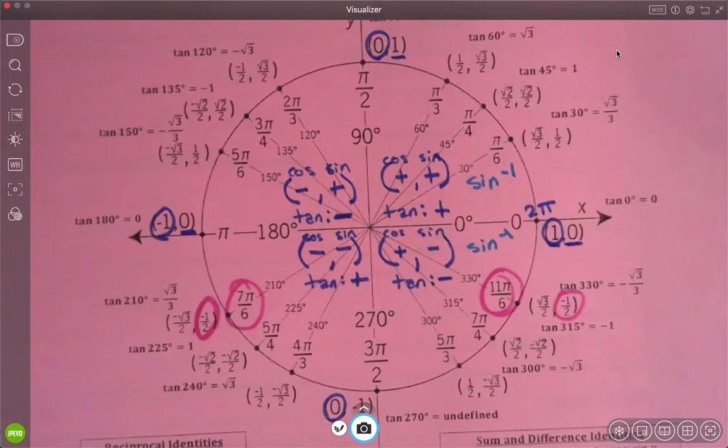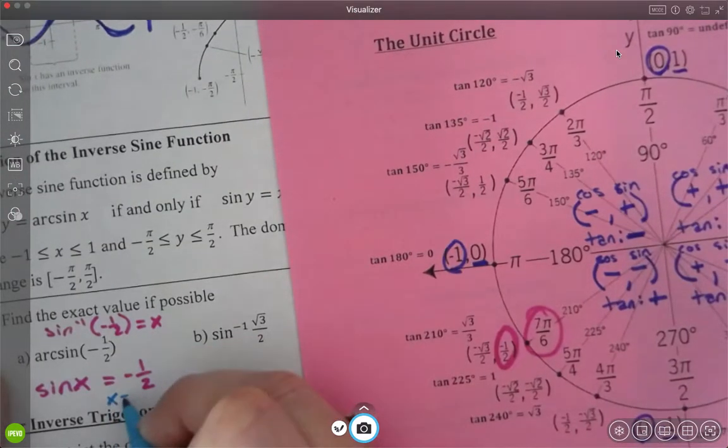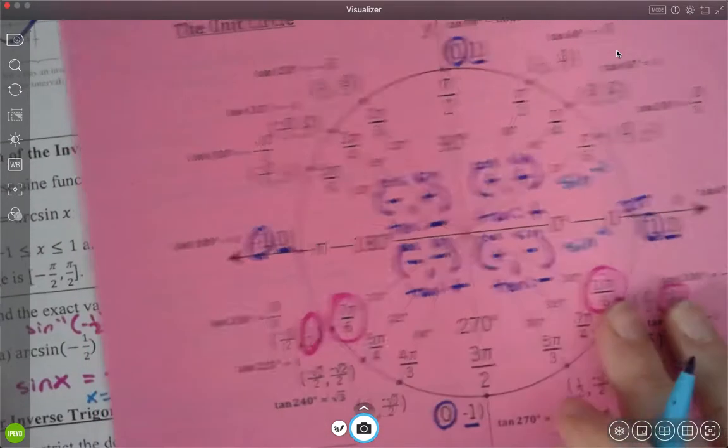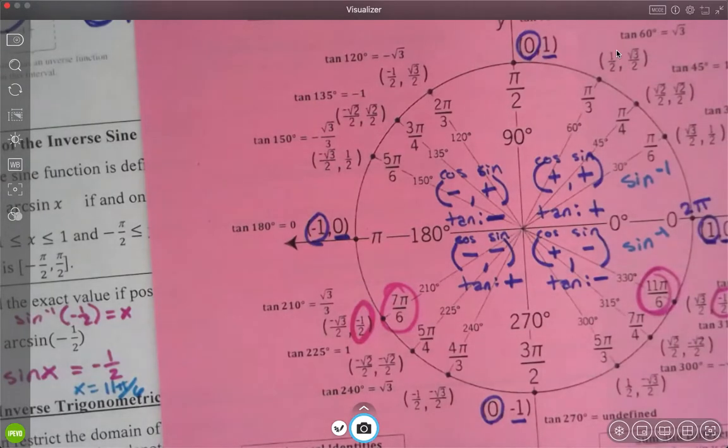So if it shows up in either of the other two, that's not going to be in the range of inverse sine. Basically, 7 pi over 6 is not going to be considered an answer. It's only going to be 11 pi over 6. So the answer to this is x equals 11 pi over 6, and not 7 pi over 6, because it's not in the domain. Inverse sine only gives the first and fourth quadrant.